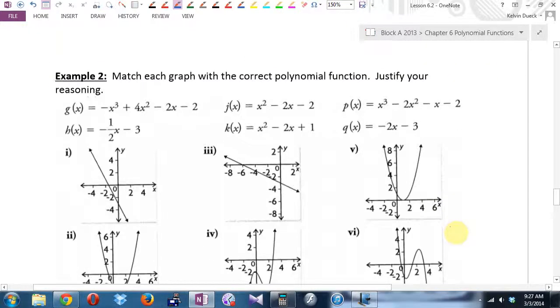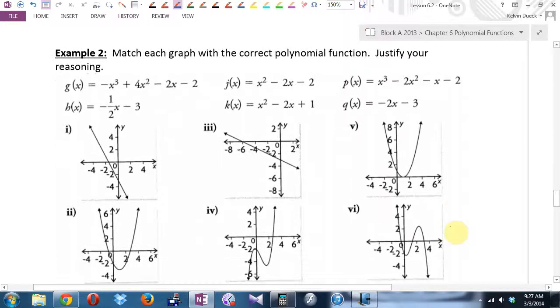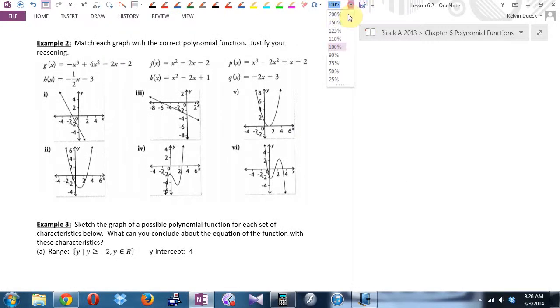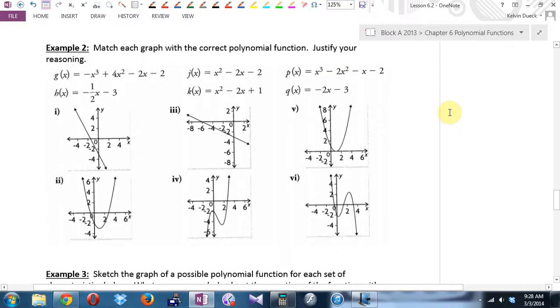Okay, let's do a little matching. It says, match each graph with the correct polynomial function and justify your reasoning. I'm going to shrink this down a little bit so I can get this all on one page. Hey, you know what? Let's do this by type. Let's do all of the linears, then all of the quadratics, then all of the cubics. And we'll cross stuff out as we go here.